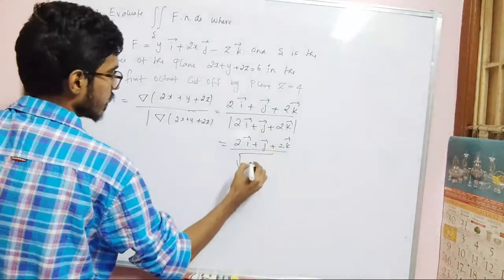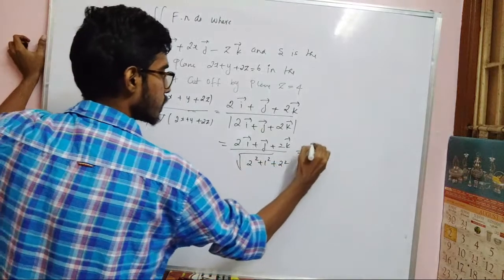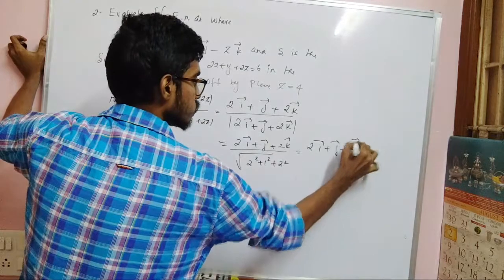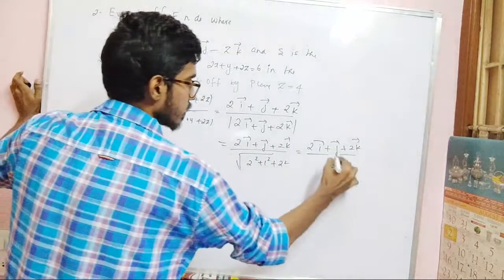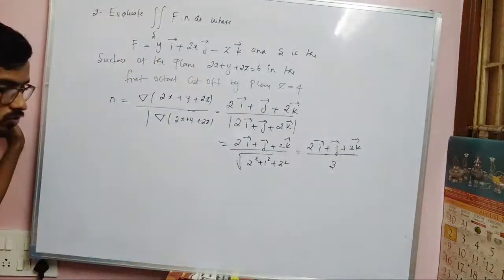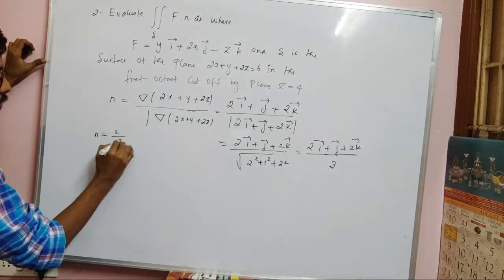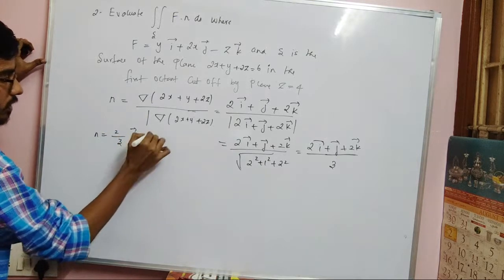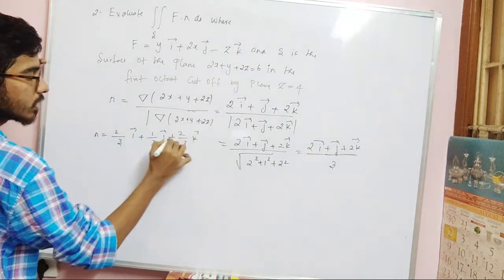So we have 2 square plus 1 square plus 2 square, which is 4 plus 1 plus 4, that is 9. So we have root 9, and root 9 is 3. Therefore our n is 2 by 3 i vector plus 1 by 3 j vector plus 2 by 3 k vector. This is our n.